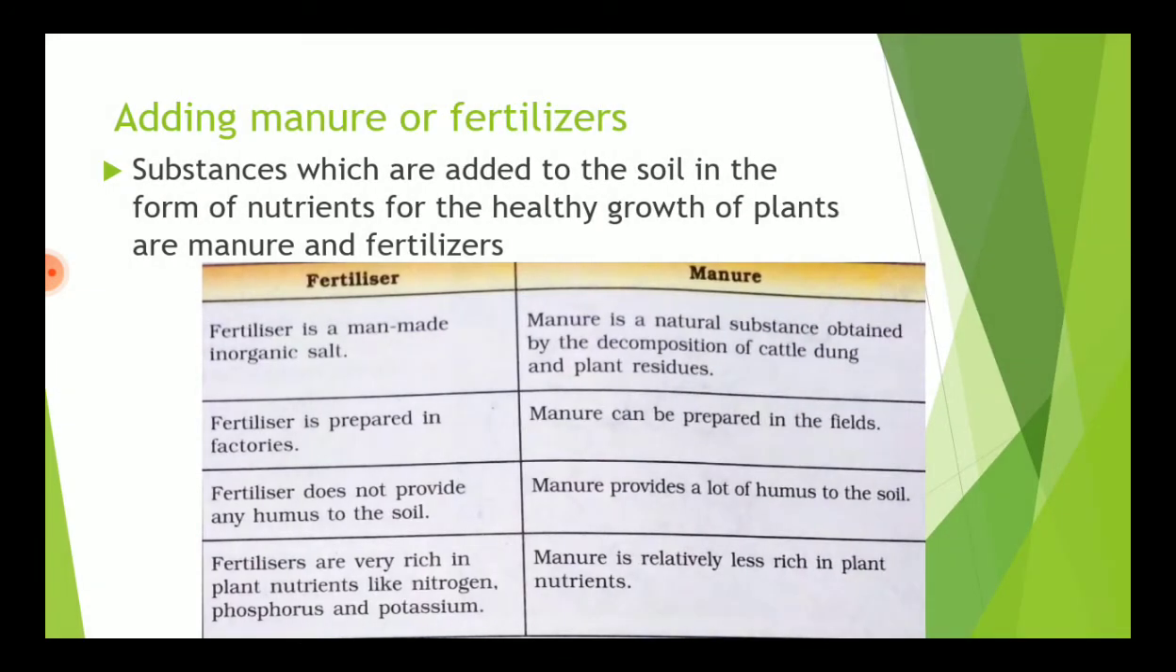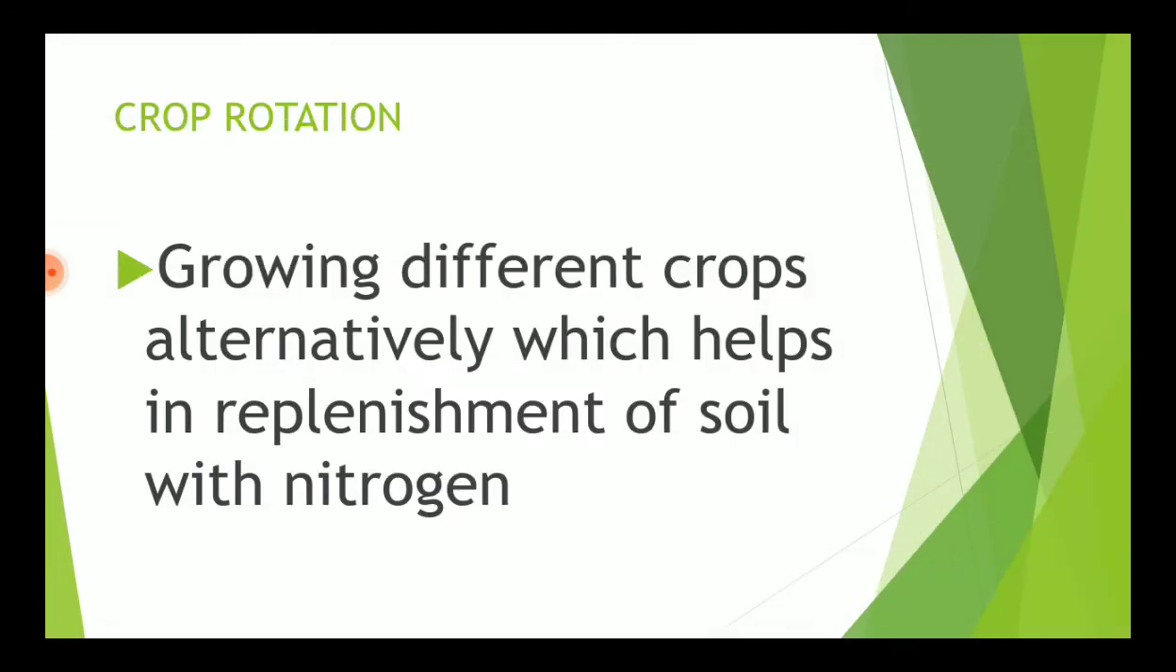Adding manure and fertilizers. Substances which are added to the soil in the form of nutrients for the healthy growth of plants are manure and fertilizers. Crop rotation. Growing different crops alternatively, which helps in replenishment of soil with nitrogen, is called crop rotation.